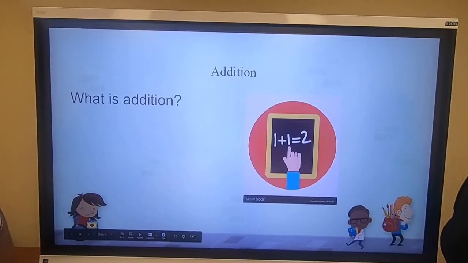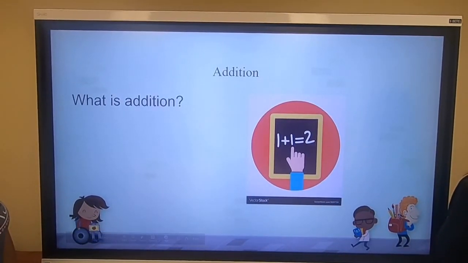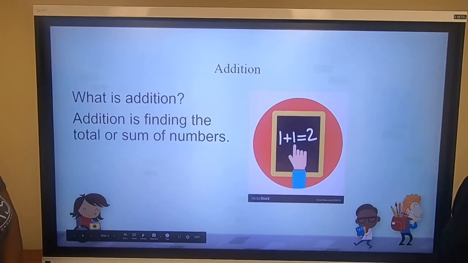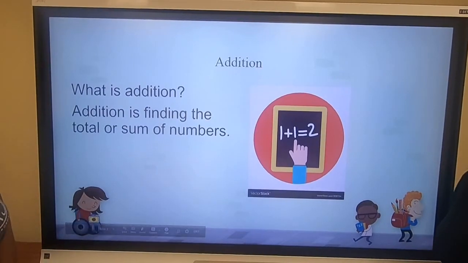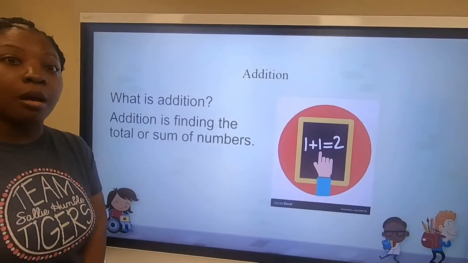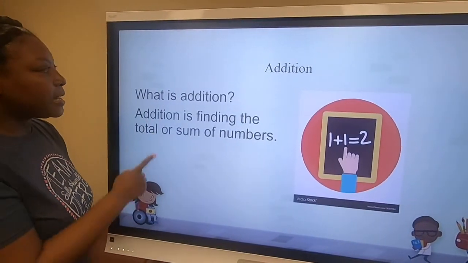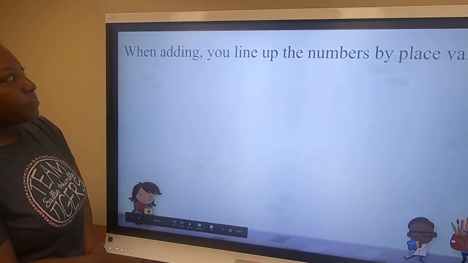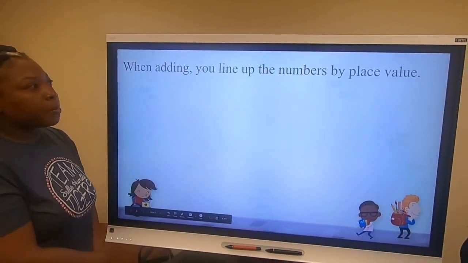Addition. What is addition, boys and girls? Addition is finding the total or sum of numbers. And I know, boys and girls, you hear your teachers say, find the sum, find the sum. When you're finding the sum, it means to add. When adding, you line up the numbers by place value.